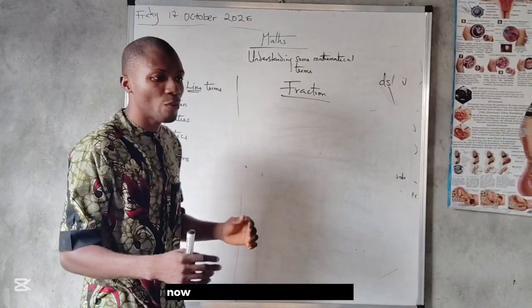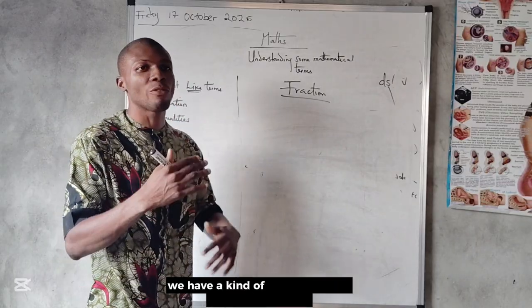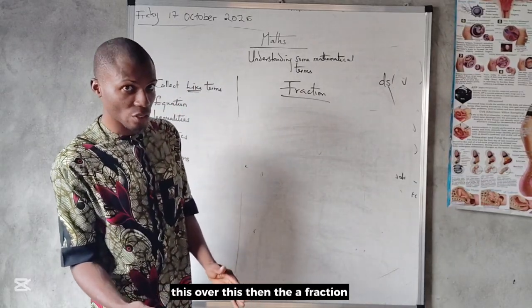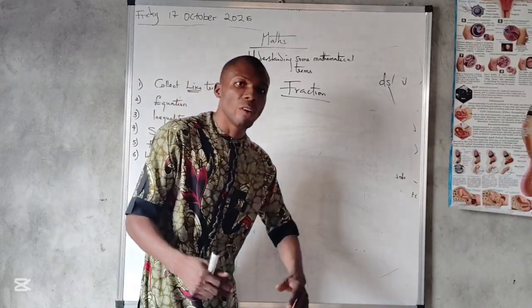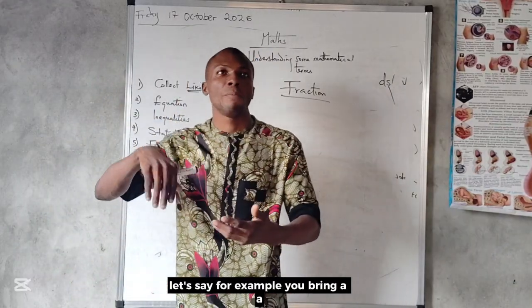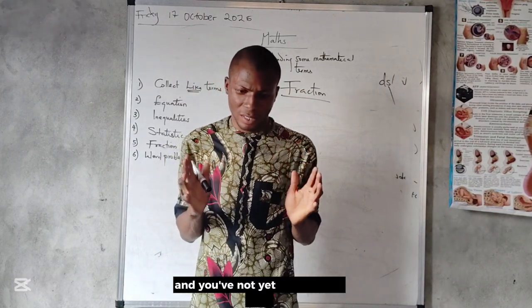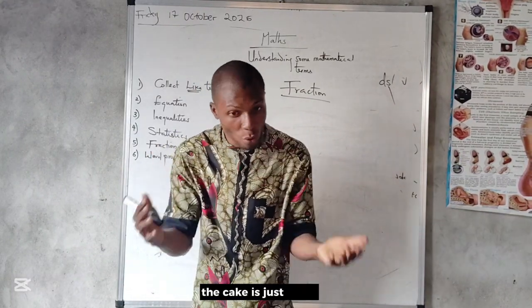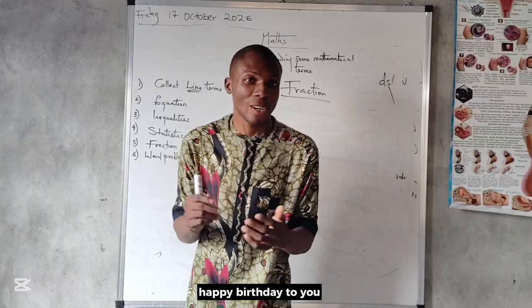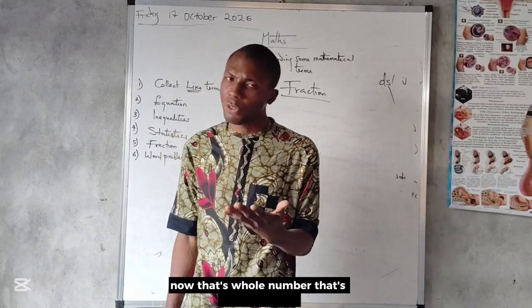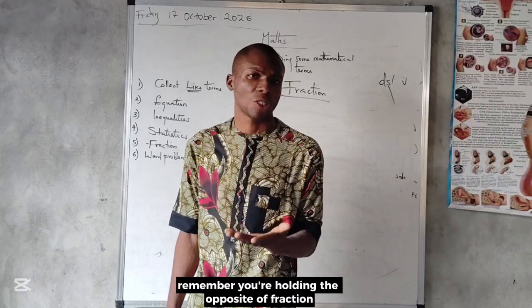Good. Now, when you put them together, we have a kind of fraction that is one whole number over another. So what's a fraction? Let's say, for example, you bring a cake and you've not yet divided the cake. The cake is just, happy birthday to you, and then the cake is just like that. Now, that's a whole number. Remember, you're holding the opposite of fraction.